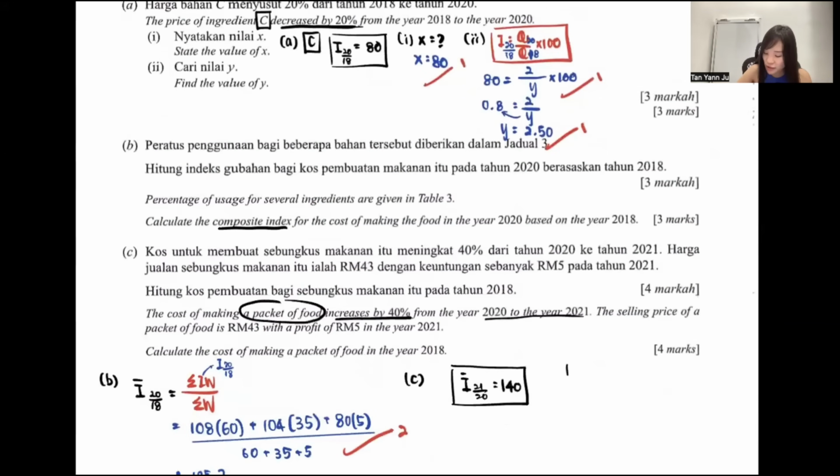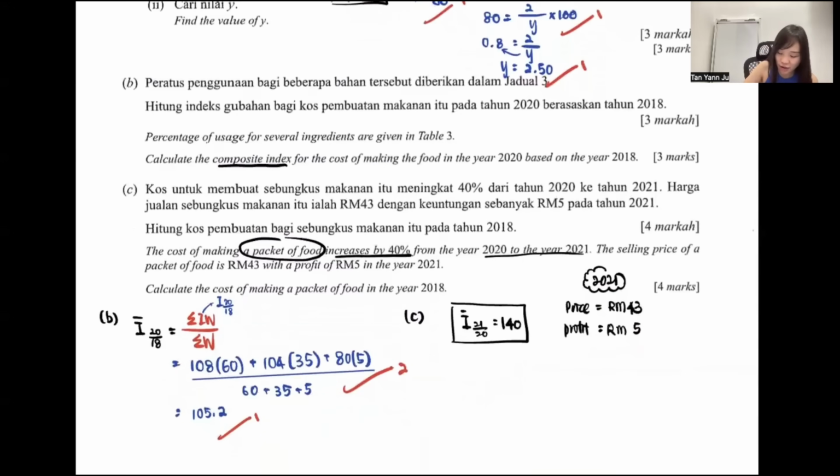Then they say the selling price of a pack of food is 43 ringgit. And then the profit is 5 ringgit in the year 2021. Now they say calculate what? Calculate the cost for the year 2018. So my dear, they're giving me price, they're giving me profit, but they don't give the cost. Don't you feel like you should have a cost as well? So guys, what is cost then?